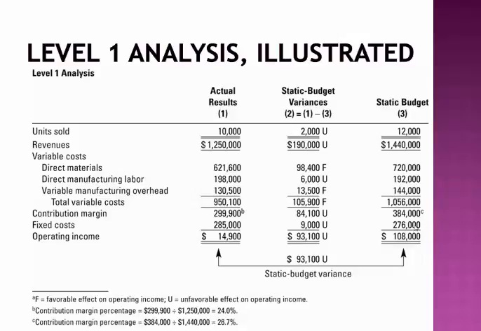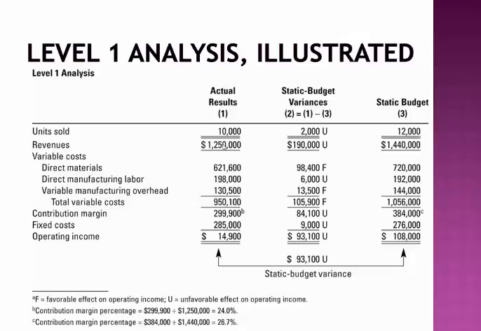Fixed cost, we would have an expected amount within a relevant range that these costs would be expected to be within that dollar amount. And notice that we've got our revenues minus our variable costs minus our fixed costs to give us the operating income planned or expected to be $108,000 for the period.